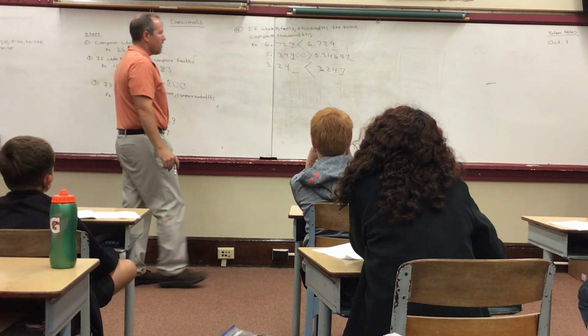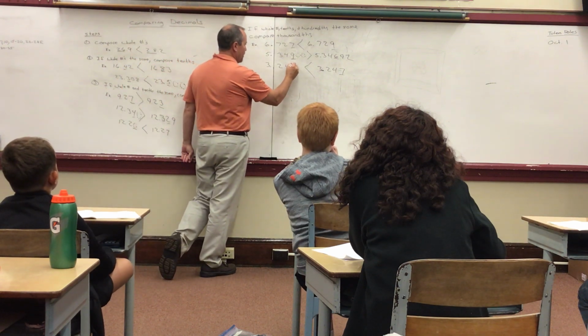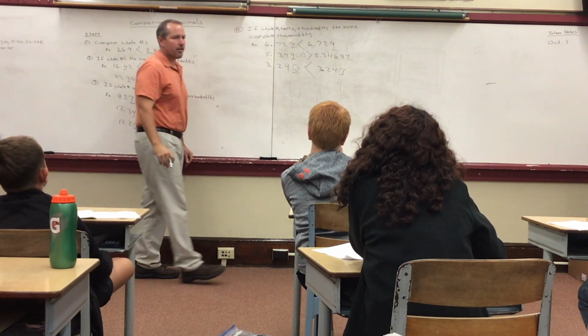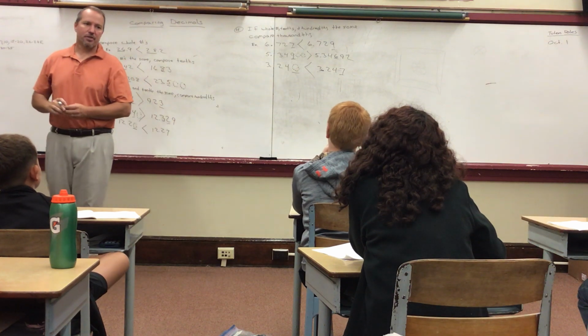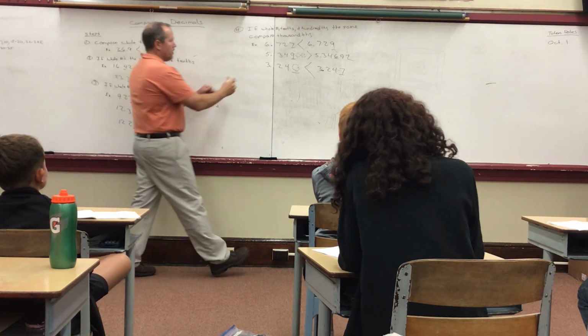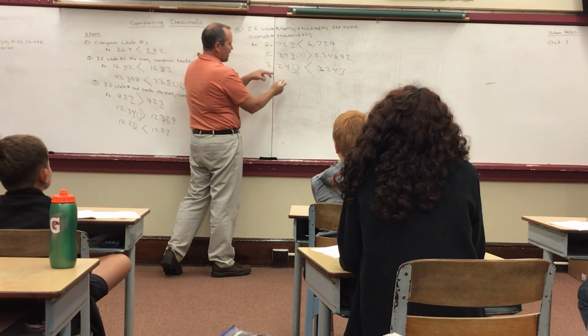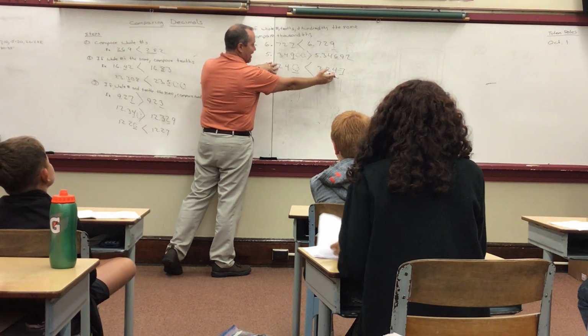If you wanted to prove it, put that 0 there because it doesn't change the place value of the other digits. And so, since the whole numbers are the same, 240 thousandths is less than 247 thousandths.